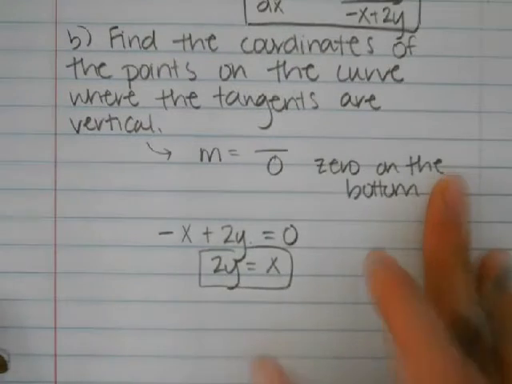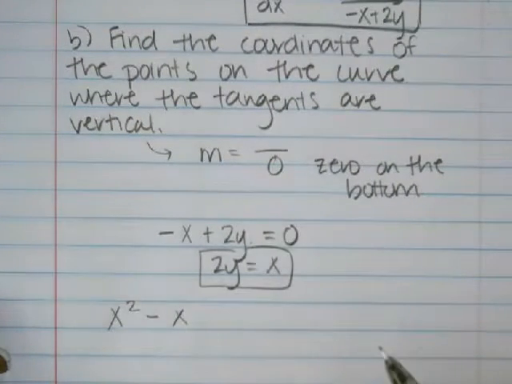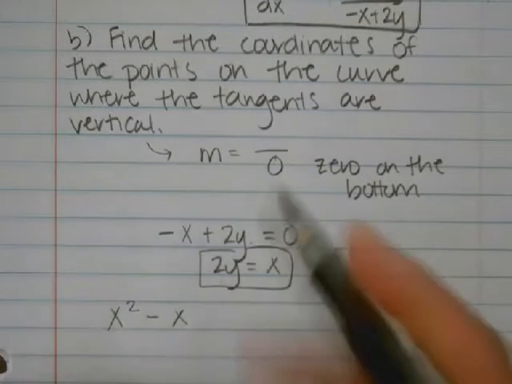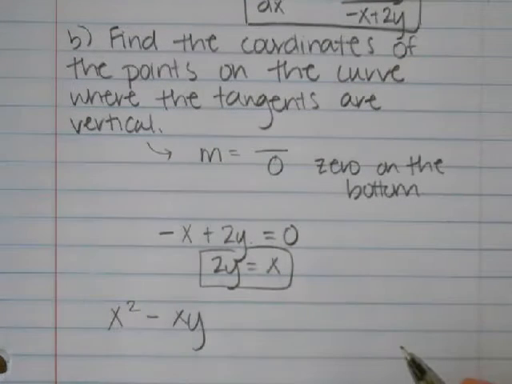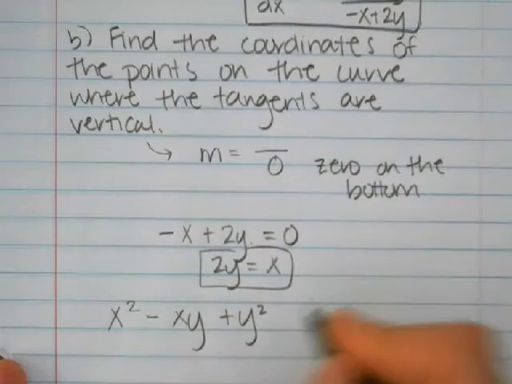Okay? So I'm going to go ahead and write out the original. I got x squared minus x times y. Oh, actually, I'll go ahead and write it. So you guys, when you're at like 9 minutes-ish is where you'll start watching it, okay? So x squared minus xy plus y squared equals 9.